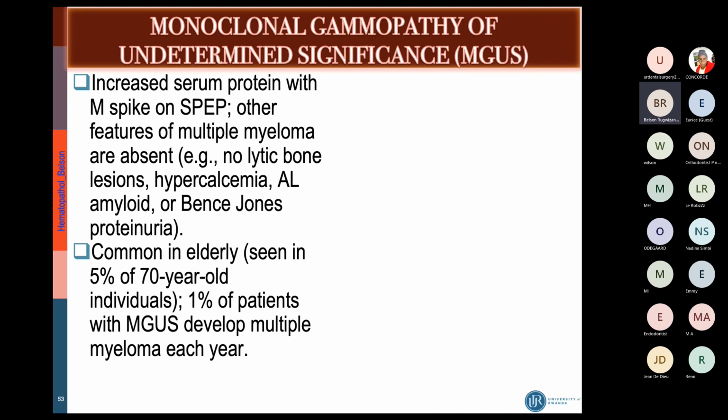So there are many others, such as monoclonal gammopathy of undetermined significance. The person has increased serum protein with an M spike on SPEP, that is serum protein electrophoresis. But you find that the other features of myeloma are absent: there are no lytic bones, no hypercalcemia, and no Bence Jones proteinuria.